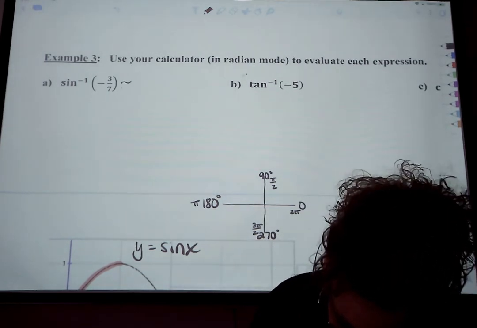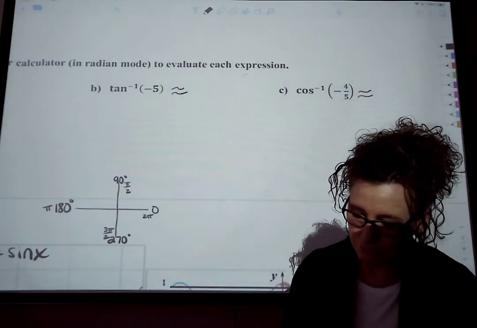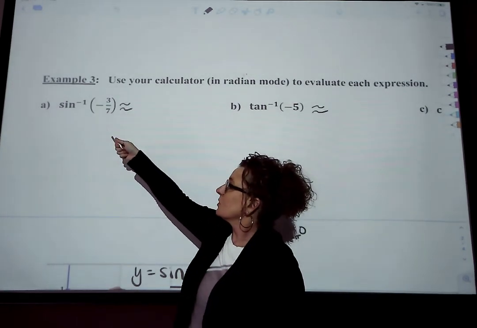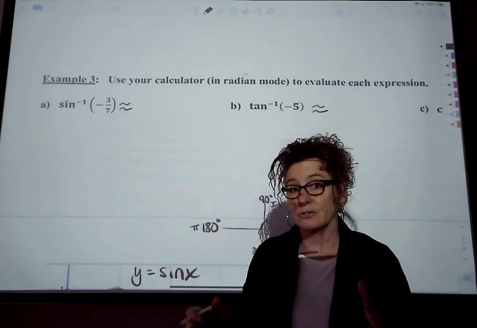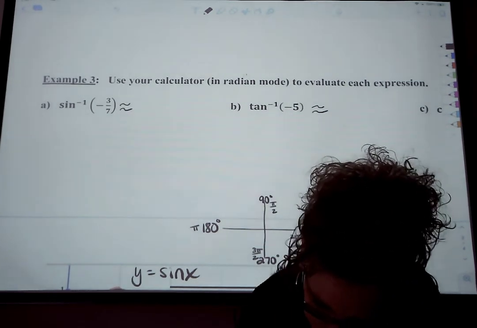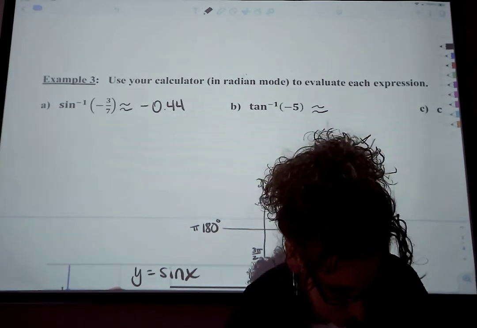All right, and I think here, your calculator just straight up gives you the answer. Yeah, it does. So if you type this into your calculator, it's going to give you an answer in radians if you're in radian mode. It's going to give you an answer in radians.